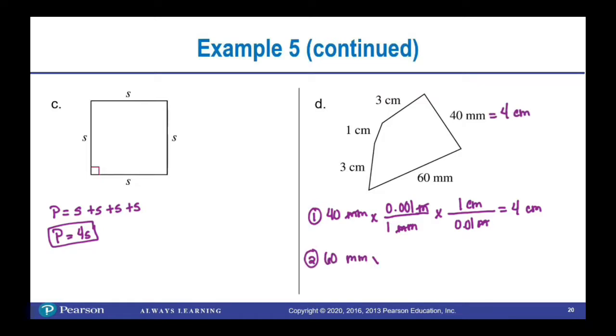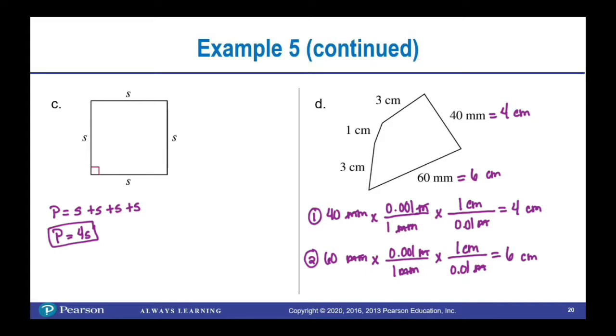Now look at the 60 millimeters. I use the same conversion factors that I just used. In 1 millimeter, there are 0.001 meters. And there are 0.01 meters in 1 centimeter. The millimeters cancel out, the meters cancel out, and I multiply. 60 times 0.001 divided by 0.01 gives me 6 centimeters. So 60 millimeters is the same as 6 centimeters.